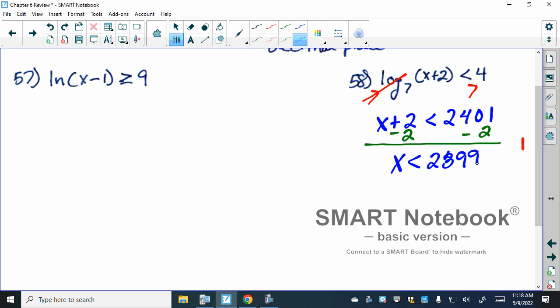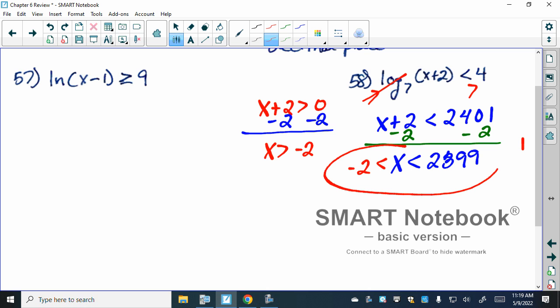Well, yes. So inside the log is x plus 2, and what we know about logs, this has to be greater than 0. So all we need to do is solve for the value of x. We can subtract 2 from both sides, telling us x is greater than -2. Which means over here we have to add that in, saying that the solution is -2 is less than x is less than 2,399.